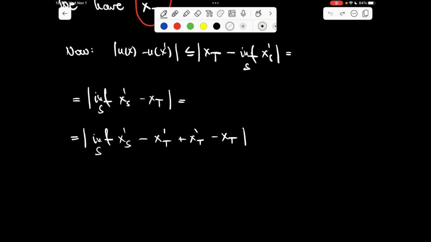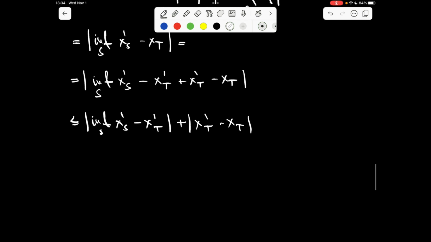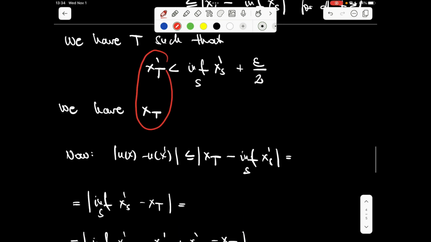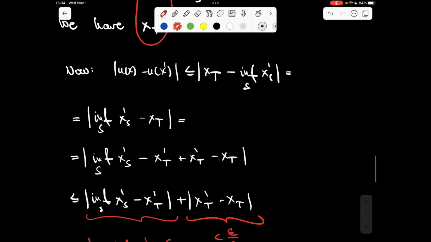and we can say that the following inequality also holds by dividing this sum into two parts in modulus. Okay, this distance cannot be higher than epsilon over 2, and this half of the sum can be treated in the following way. Given that xt prime is lower than infimum xs prime plus epsilon over 2, note, this is what we established here.